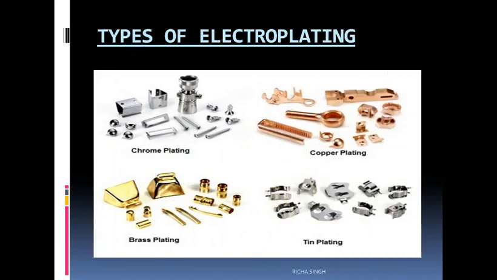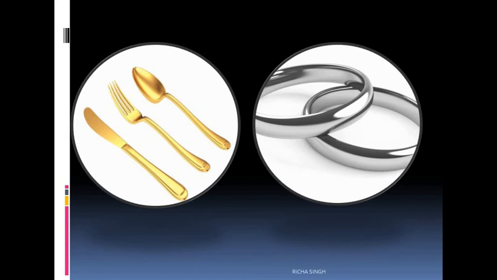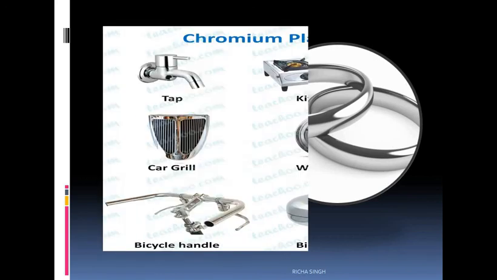Now let's see the different types of electroplating. Chrome plating, where chromium metal is used. For copper plating, copper metal is used. Brass plating is done, brass being an alloy, and tin plating is also done. Several other types include gold electroplating and silver electroplating. Gold and silver electroplating are very cost effective for making jewelry, because they give the resemblance of gold and silver jewelry, but actually they have just a thin layer of gold and silver.